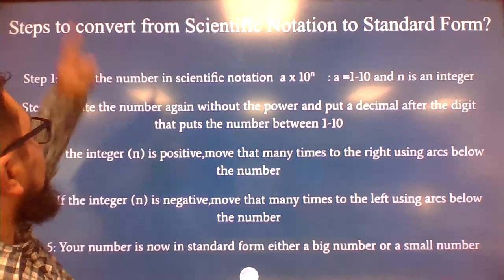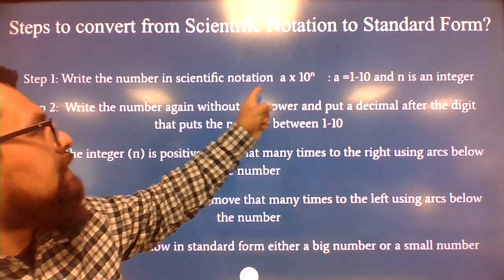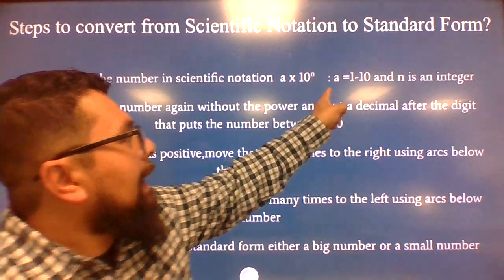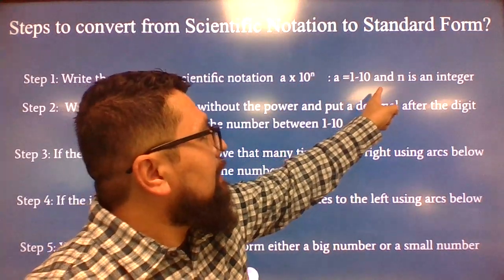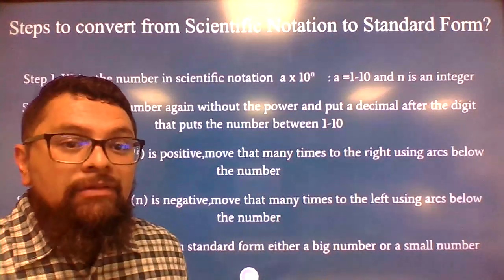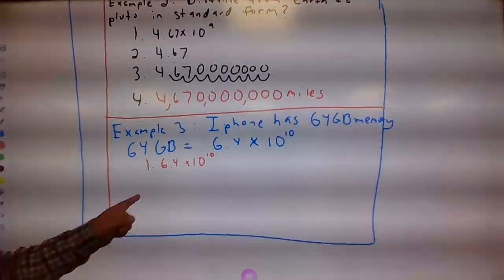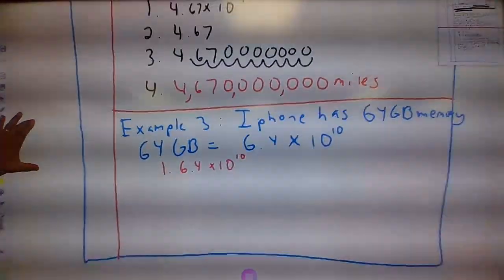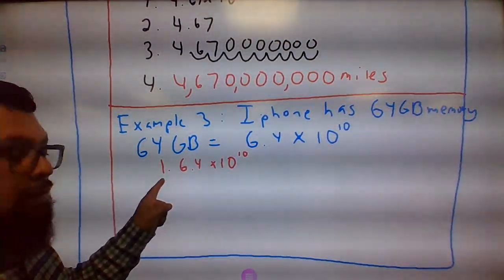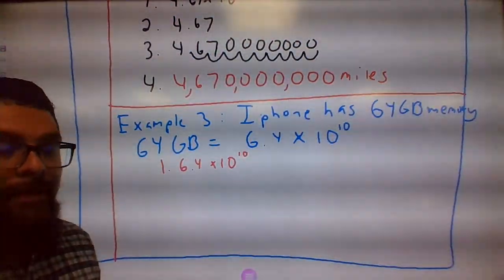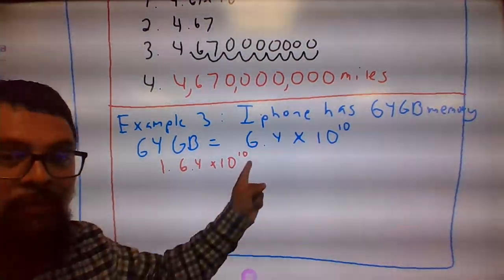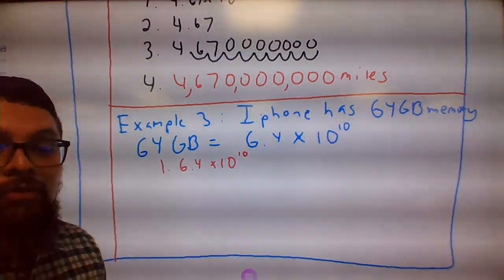Step 1 says, write the number in scientific notation a times 10 to the n, where a has to be between 1 and 10, and n is an integer. It should be written already. There it is, step number 1. We basically rewrote it again: 6.4 times 10 to the 10th. This is between 1 and 10, and there's an exponent there. The exponent in this case is positive. Let's go to step 2.